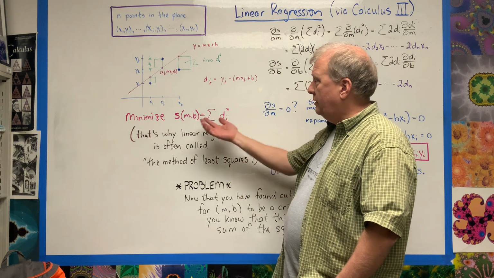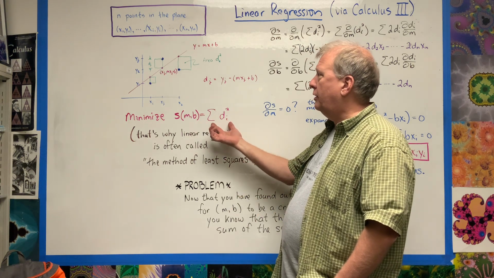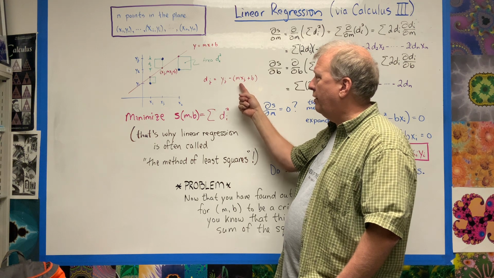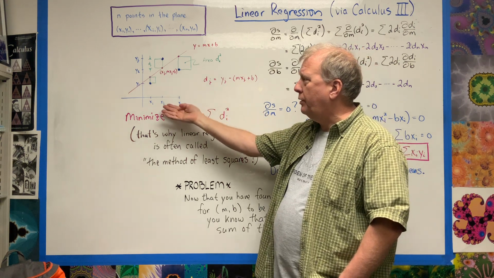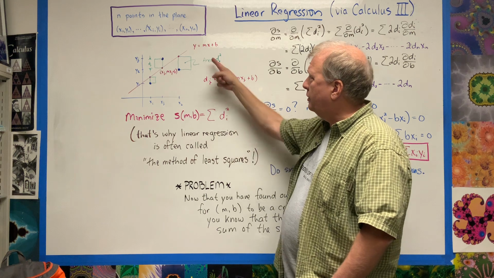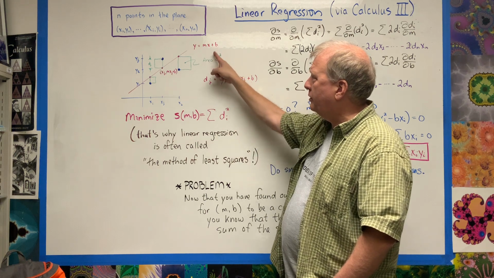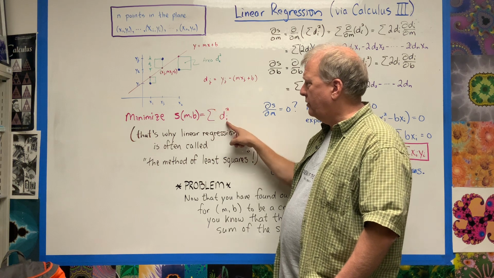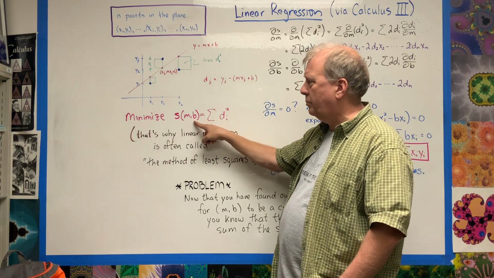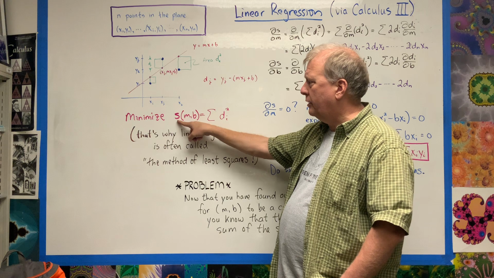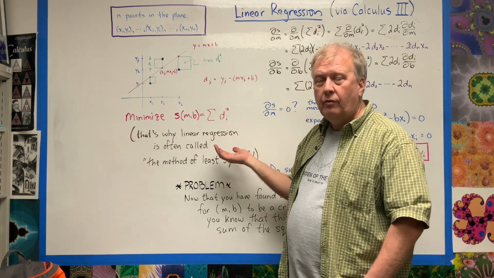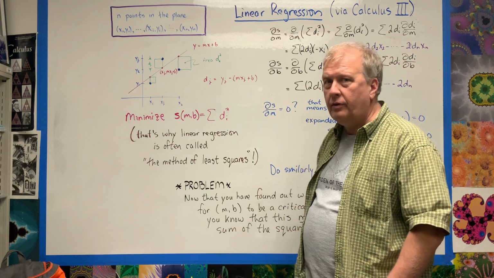What is this sum a function of? Well, the xi and yi are fixed. They're picked for you. The only thing that you control here is the slope and the intercept of this line. So this sum is a function of the slope and the intercept of that line. I called it S for sum. That's why this method of linear regression is often called the method of least squares.